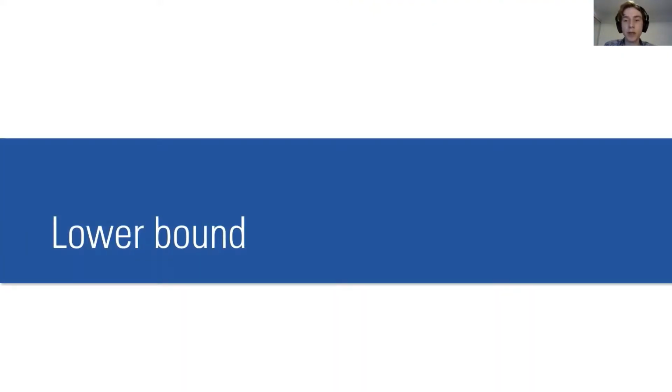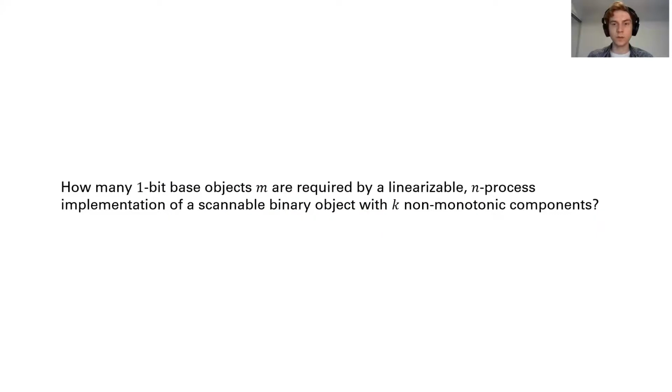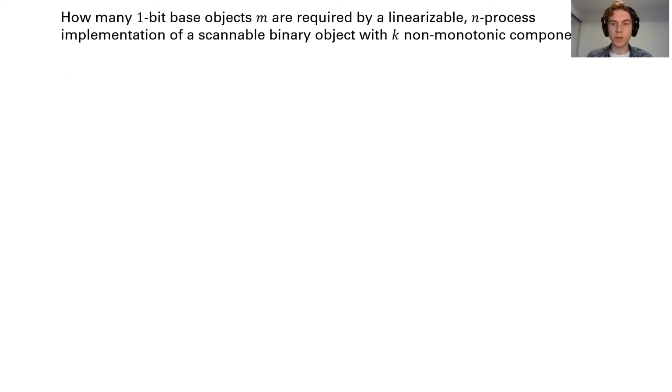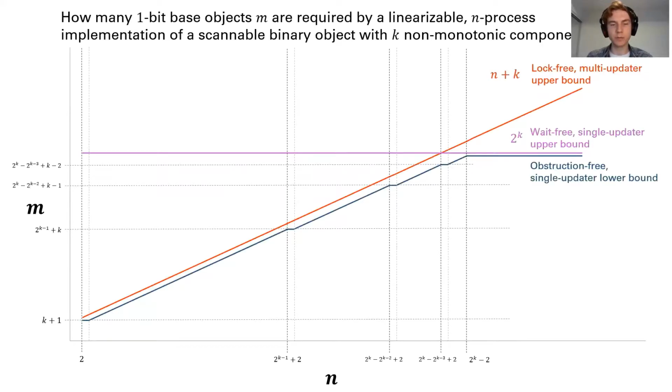Now I'll outline the main contribution of our paper, which is a lower bound on the space complexity of scannable binary object implementations. That is, we want to answer the following question. How many 1-bit base objects M are required by a linearizable n-process implementation of a scannable binary object with k non-monotonic components? So instead of giving the formal statement of our lower bound, which is a bit messy and confusing, I'll show you what the lower bound looks like on a graph.